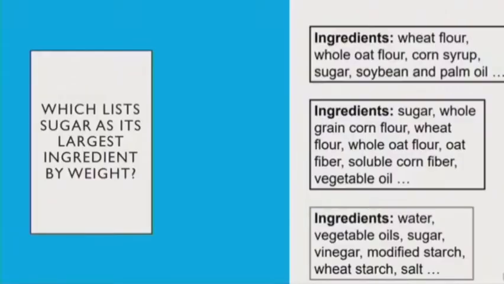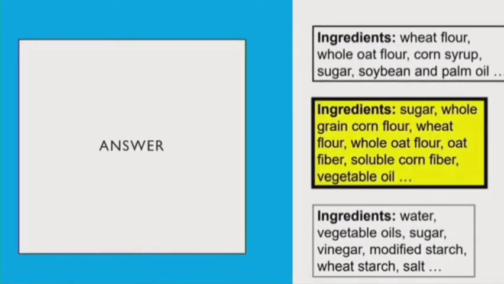Which one do you think has sugar as the largest ingredient by weight? We see the first one saying wheat flour, then whole oat flour, etc. The second one starts with sugar, whole grain flour, wheat flour, etc. And the third one starts with water, vegetable oils, etc. So which one would list sugar as the largest ingredient by weight? Of course, it would be the second one, because it's listed first.